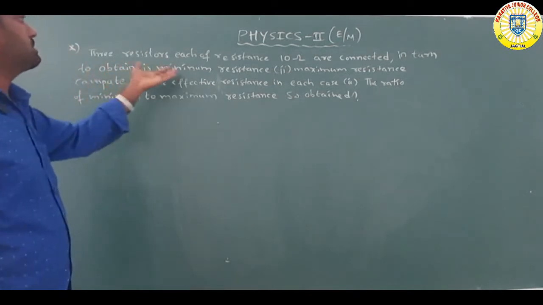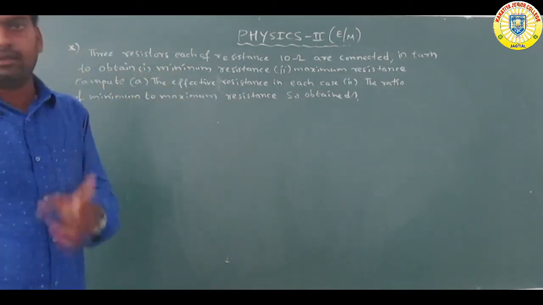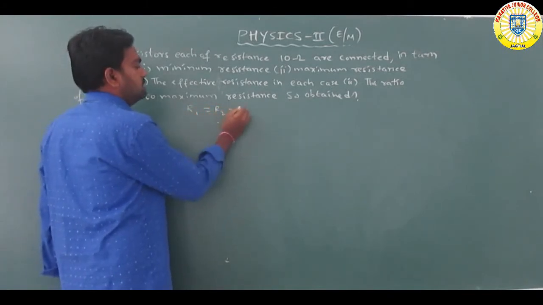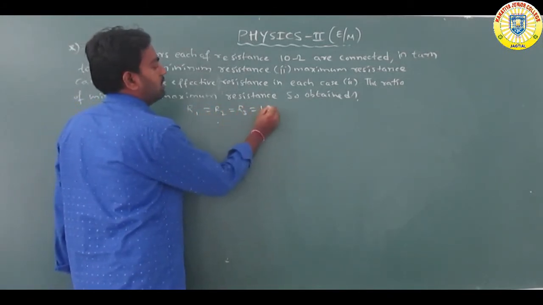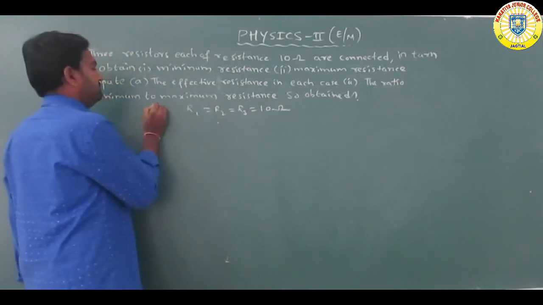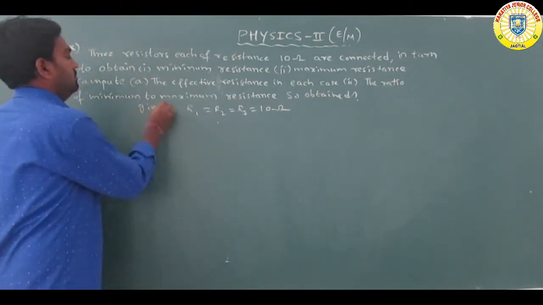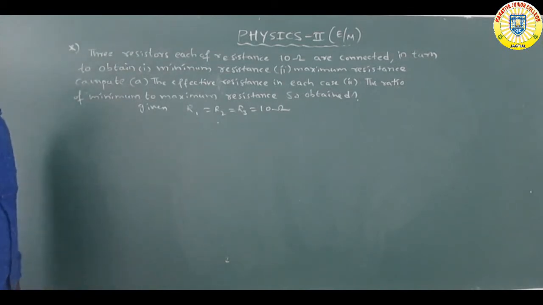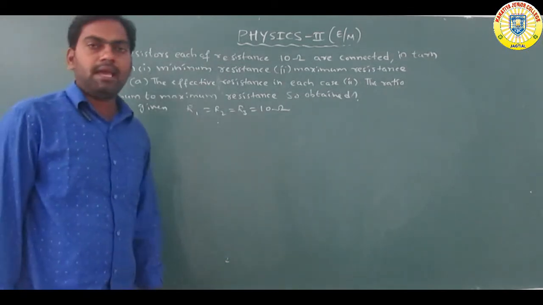Okay, got it. So now, in the given problem, three resistors each of resistance 10 ohms are taken. So R1 is equal to R2 is equal to R3, that is equal to 10 ohms resistance. Given this, we have to obtain the minimum resistance and maximum resistance.